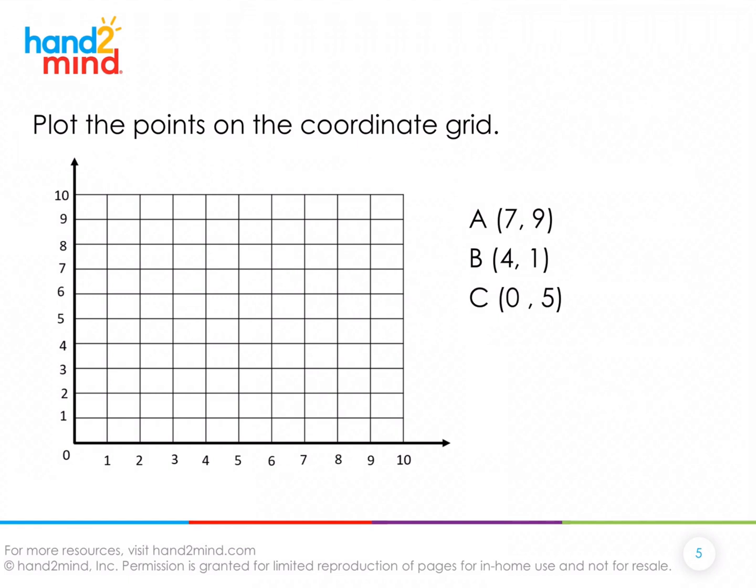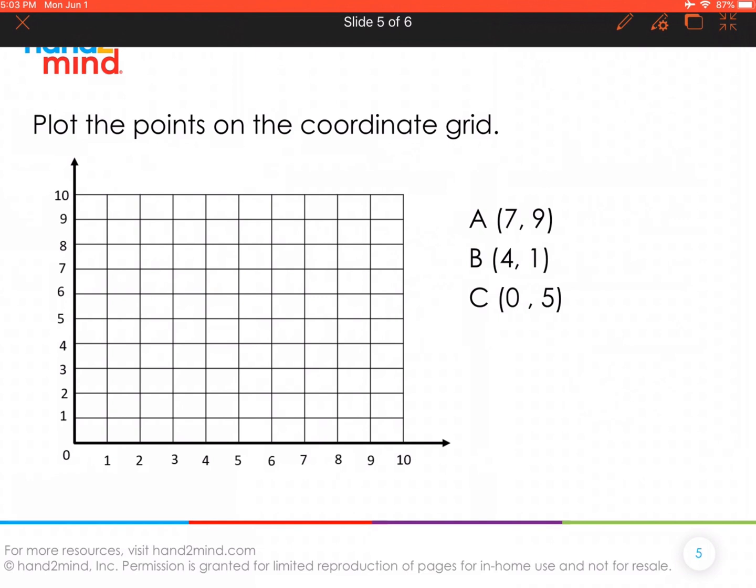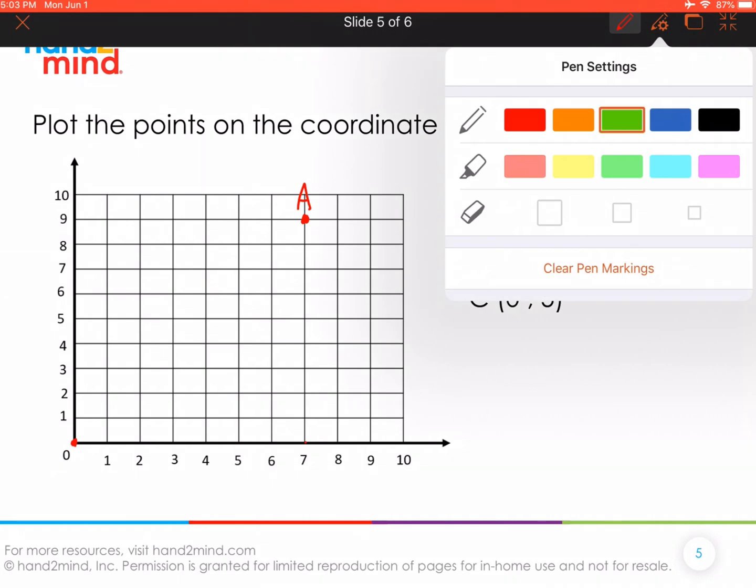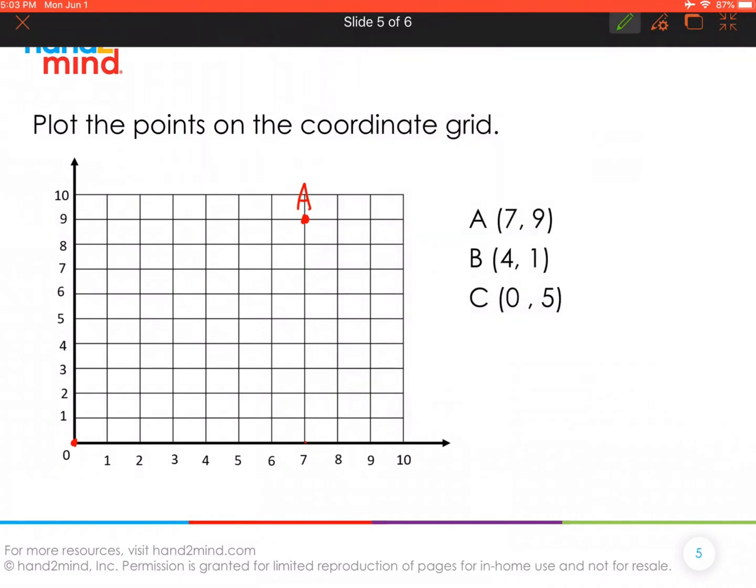Our next one says to plot the points on the coordinate grid. So point A is located at (7, 9). So again, we always start at the origin, or (0, 0). We go to the right 7, and then we go up 9. And we put our point A right there. For the next one, for B, we're going to again start at the origin, go to the right 4, and then up 1. And this is point B.